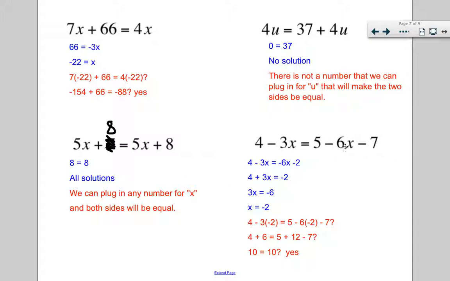Over here on the right side, I combined the like terms. And then I added 6x to both sides to go from here to here. I subtracted 4 from both sides to go from here to here. And I divided both sides by 3. And then in red, I checked my answer.